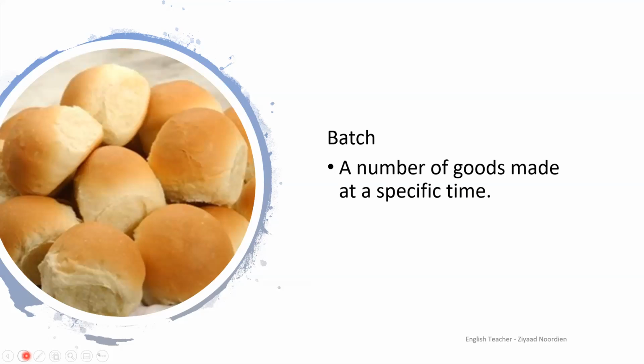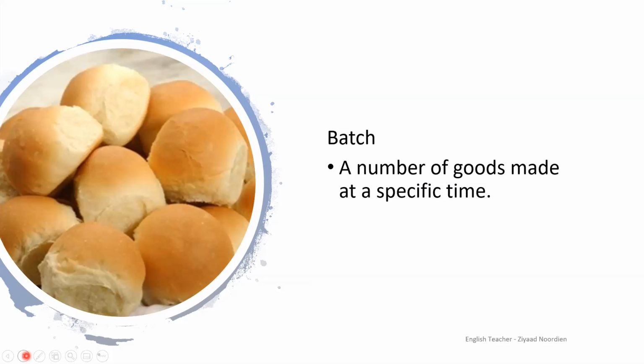So batch refers to a number or a quantity, so a number of goods made at a specific time. So if, for example, you're thinking about a bakery, the baker might make a batch of chocolate chip cookies. You know the store called Monkey Cookies? Monkey Cookies makes batches and batches of cookies and baked things every single day. So a batch refers to an amount of cookies or amount of bread baked for that specific time.